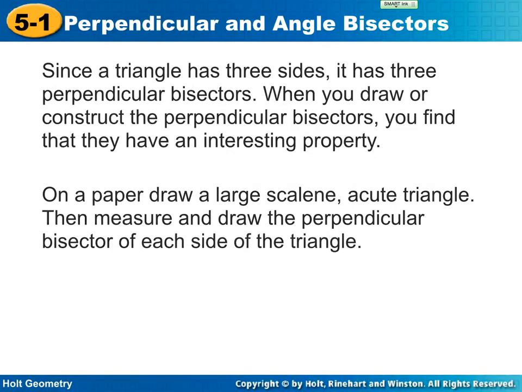All right, now let's try and put all the perpendicular bisectors in one triangle. It says since a triangle has 3 sides, it has 3 perpendicular bisectors. When you draw or construct the perpendicular bisectors, you find they have an interesting property. On your notes, there are some triangles drawn there, kind of small ones. I want you to do the best you can to draw the perpendicular bisector in each triangle and of every side. So let's maybe go bottom side to start with.